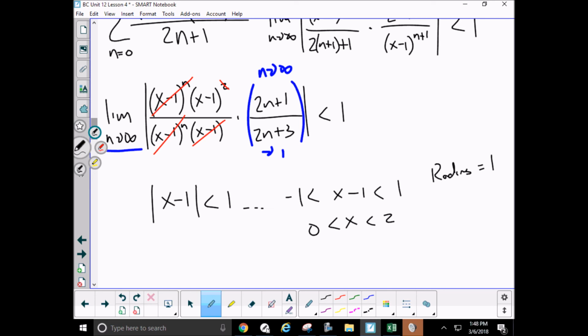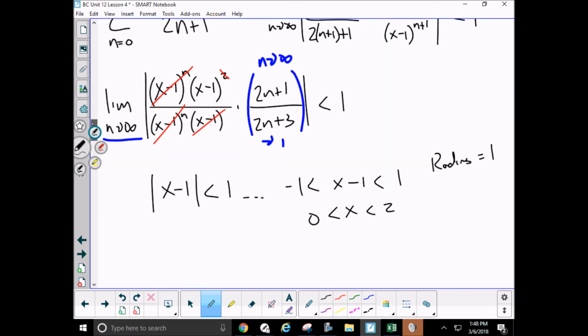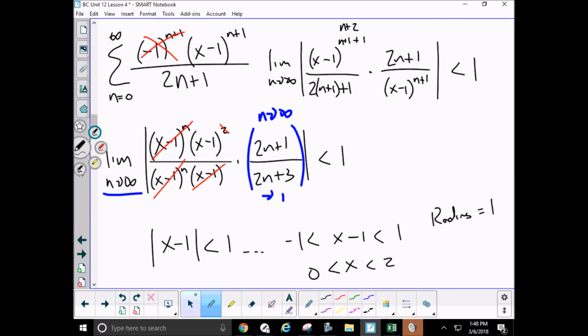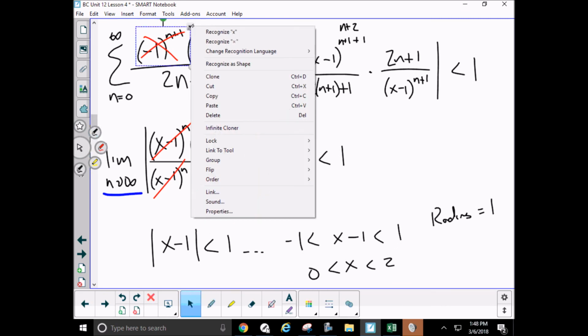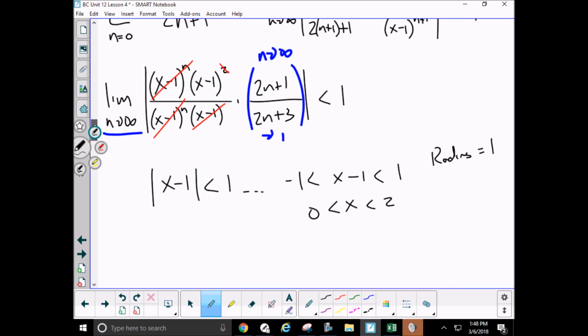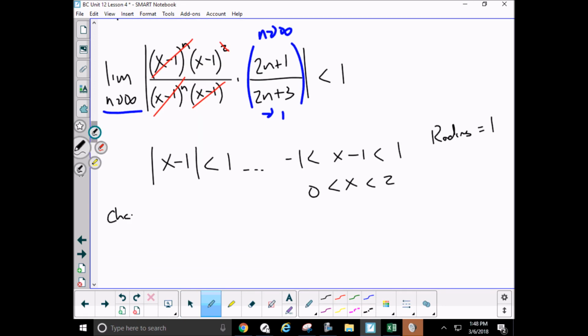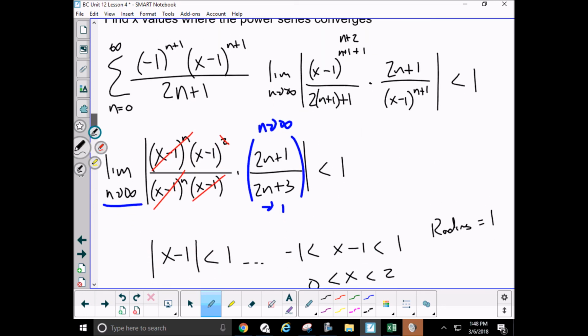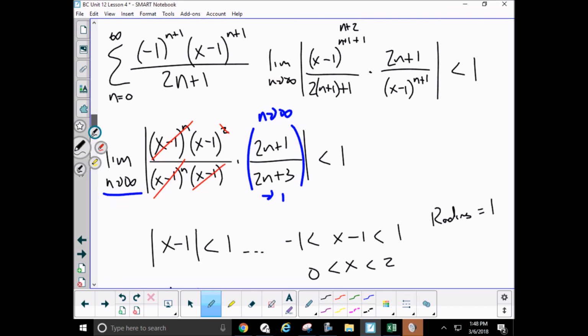We have to test when the ratio equals 1, which will be at our endpoints. And to do that, we plug our endpoints into the original function. Keep that there. That's fine. Okay. So let's check for conditional convergence. Start with x equals 2. I'll have negative 1 to the n plus 1 times 1 to the n plus 1 over 2n plus 1.